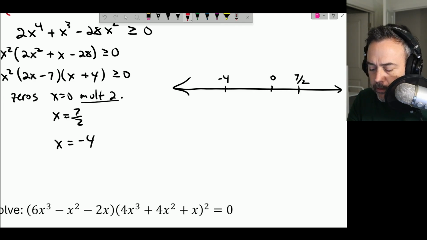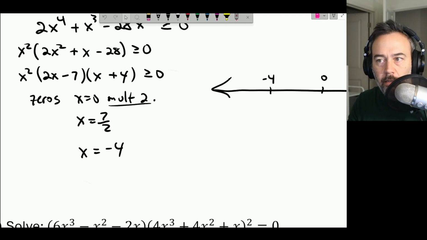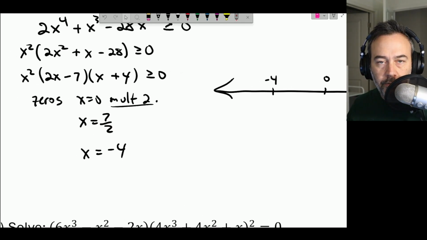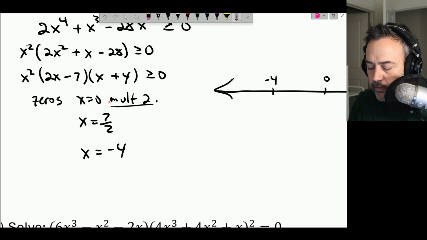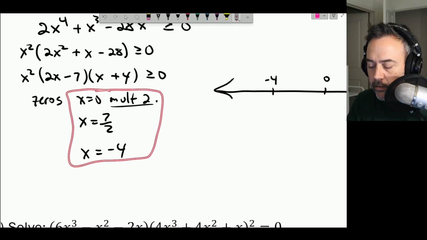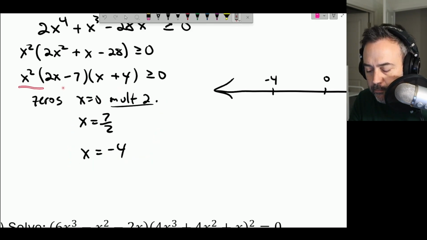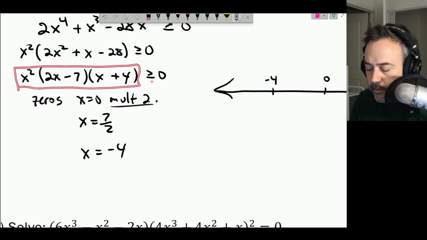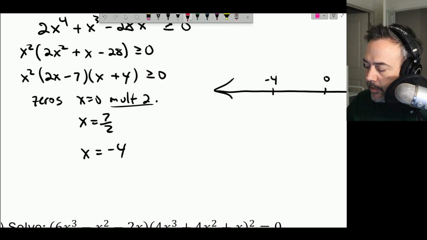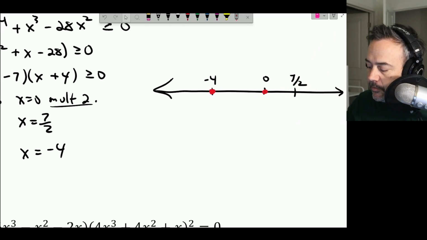First thing, do the zeros make the inequality true? The answer is yes. The zeros, by definition, make this side 0. 0 is greater than or equal to 0. That's true. So my graph is going to include the zeros. The zeros are in the solution set.